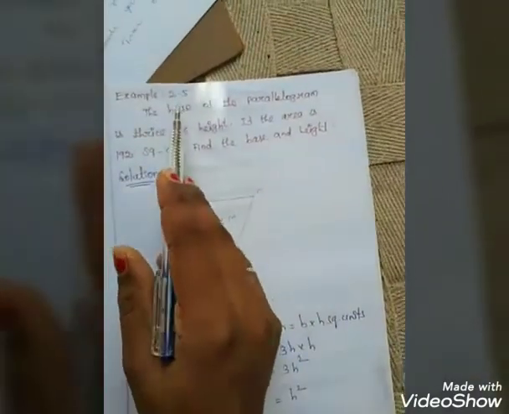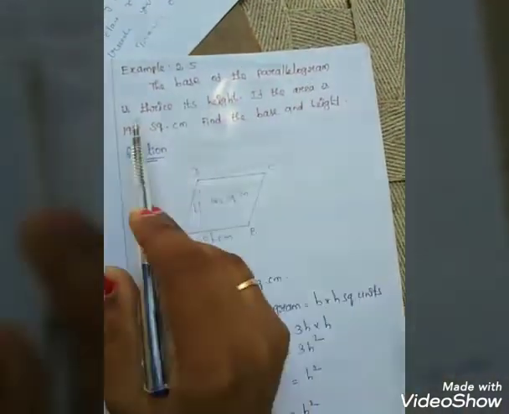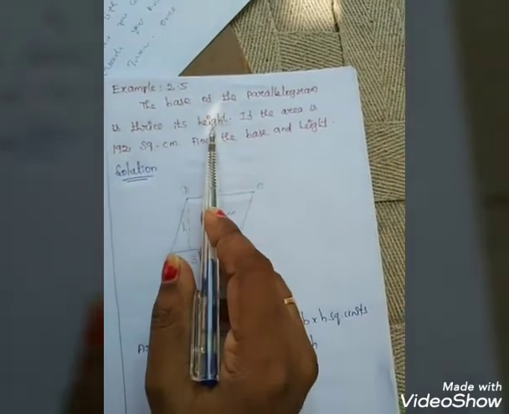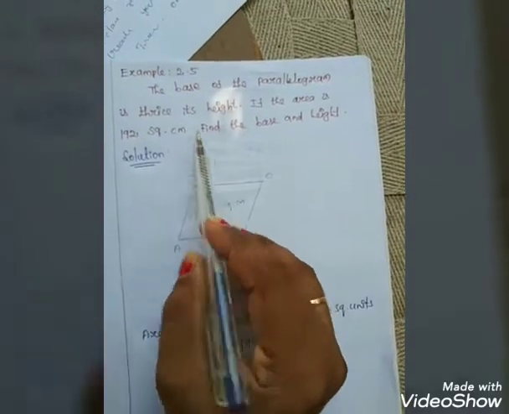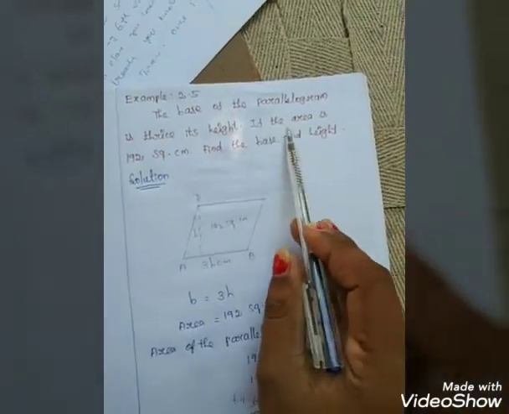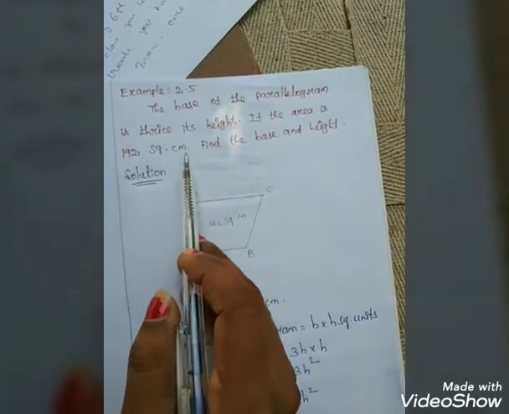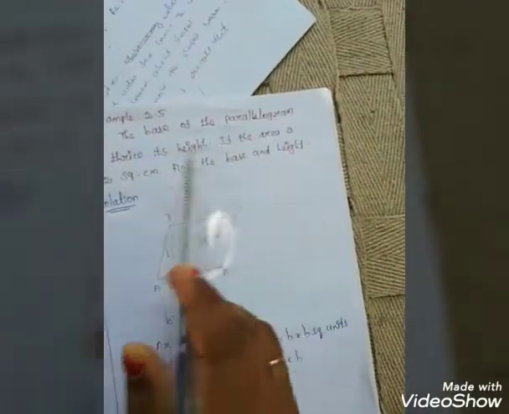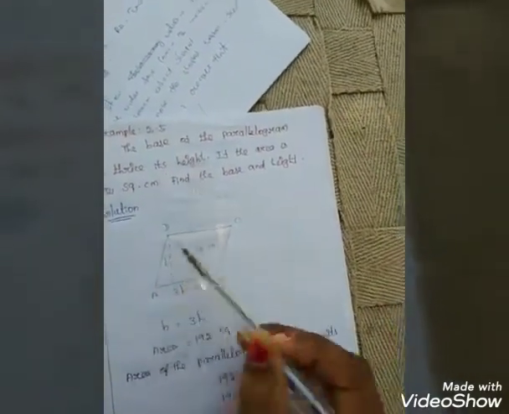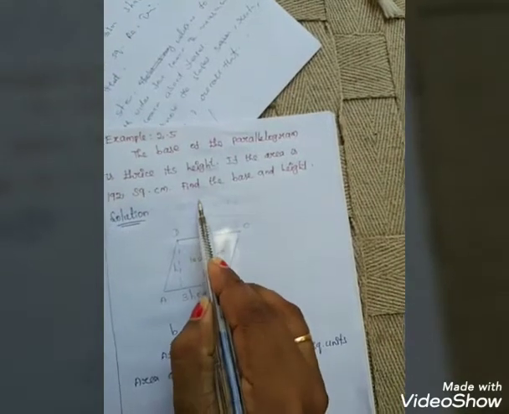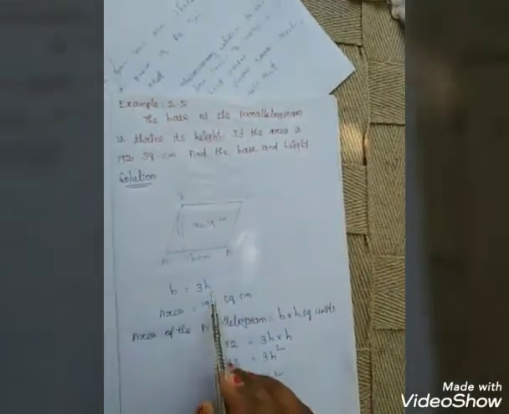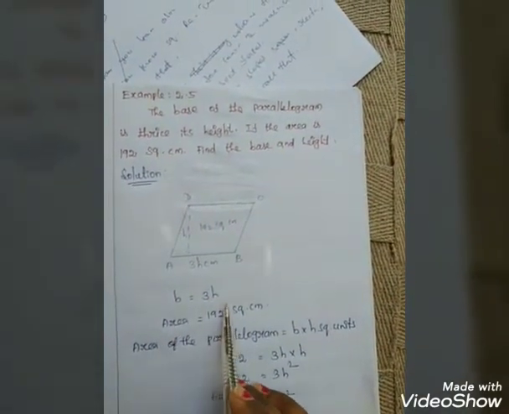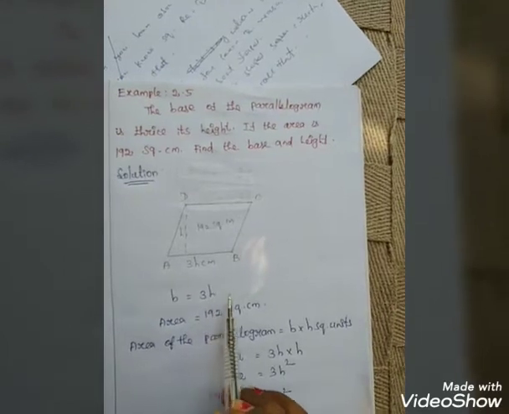See the next example 2.5. The base of the parallelogram is thrice its height. Thrice its height means 3h. Thrice means 3. Okay. If the area is 192 square centimeter, find the base and height. Listen. The base of the parallelogram is thrice its height, which means base is b. B is thrice its height, which means 3h. Do you understand this? Base is equal to 3 into h.